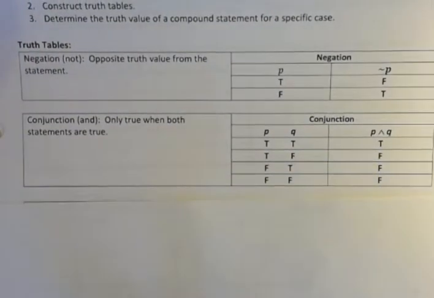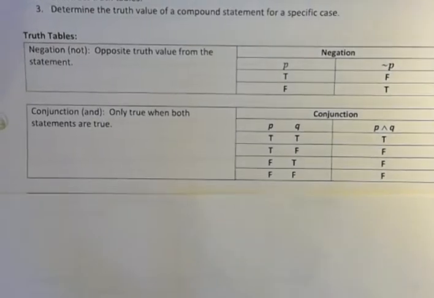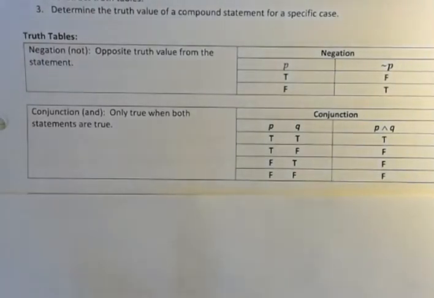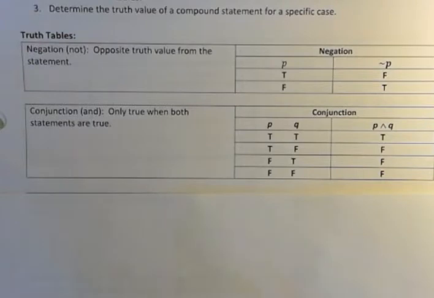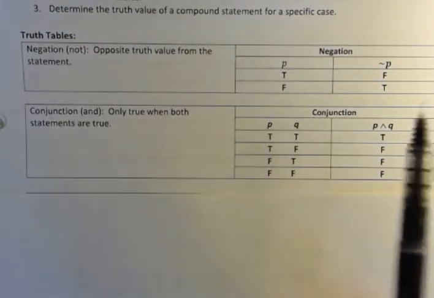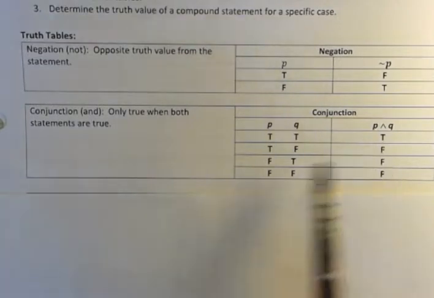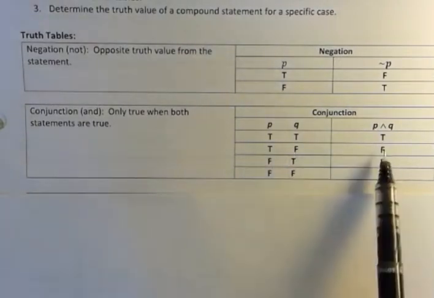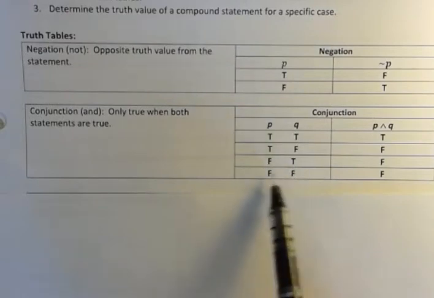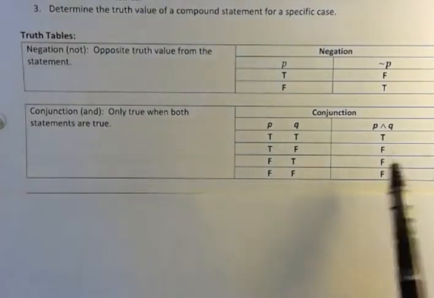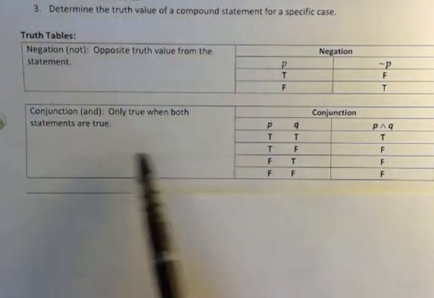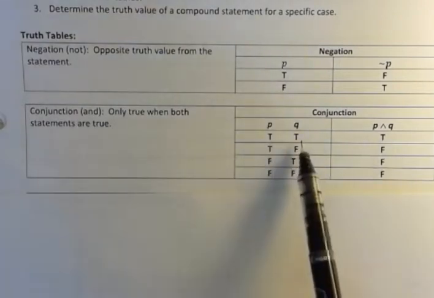What about for conjunction? Well, a conjunction is only true when both statements are true. So if I have two statements, P and Q, if they're both true, then the statement is true. If one is true and one is false, it's false. So the only time you see a true for a conjunction is if both statements were true.